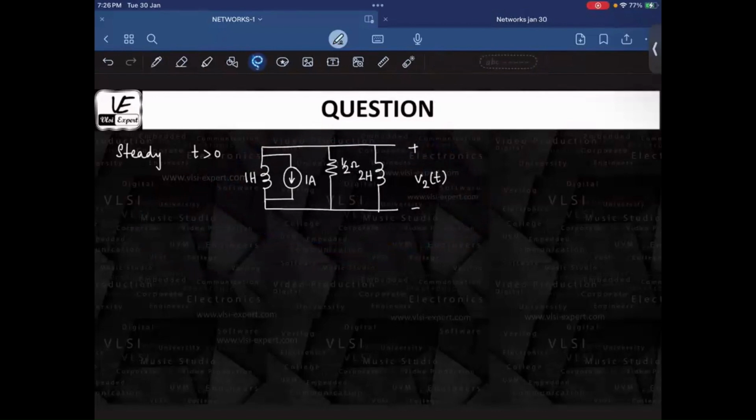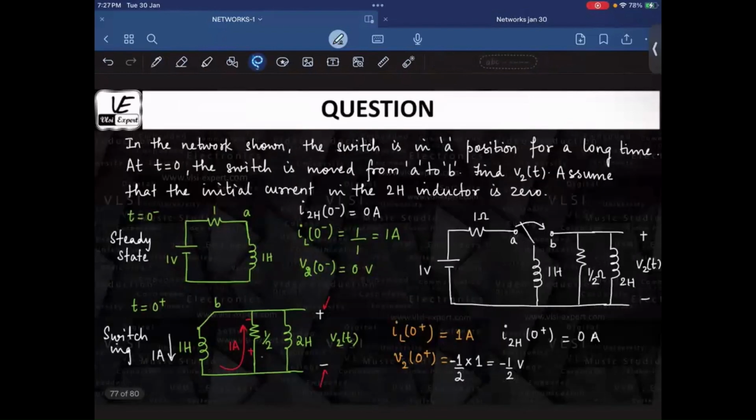Ma'am, excuse me, V2 was minus half volt, right? Like at 0 plus. Correct. So we won't keep this in series here.